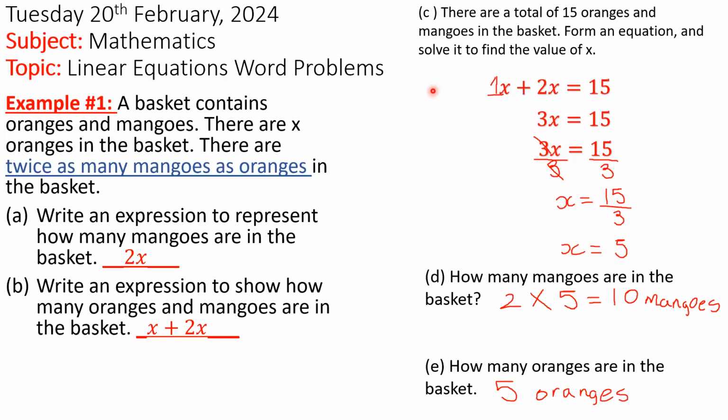D. How many mangoes are in the basket? Since there are twice as many mangoes as oranges and there are 5 oranges in the basket, we multiply 2 times 5, which gives us 10. And how many oranges are in the basket? There are 5. Very good. Thank you for the explanation, Aliana. I need Gianna. Gianna, can you explain how we got our answer from A to E? And then after that will be Kingston.